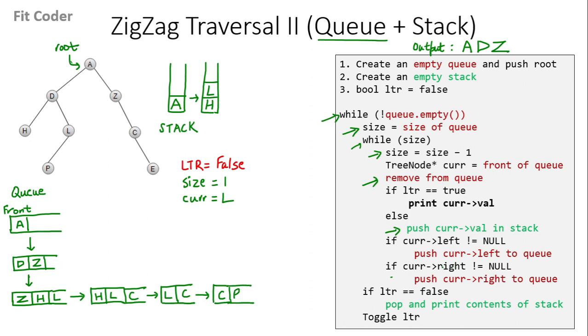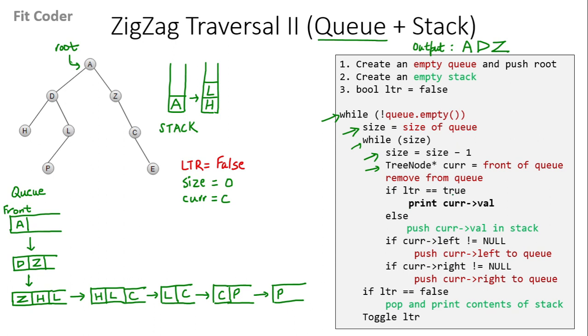And then we check right of L. So right of L is null, so this if condition is false. Then in the next iteration, we again check size. So size is greater than 0, so we come inside. We decrement the value of size, so size becomes 0. Current becomes equal to front of Q, which is C. We remove from the Q.